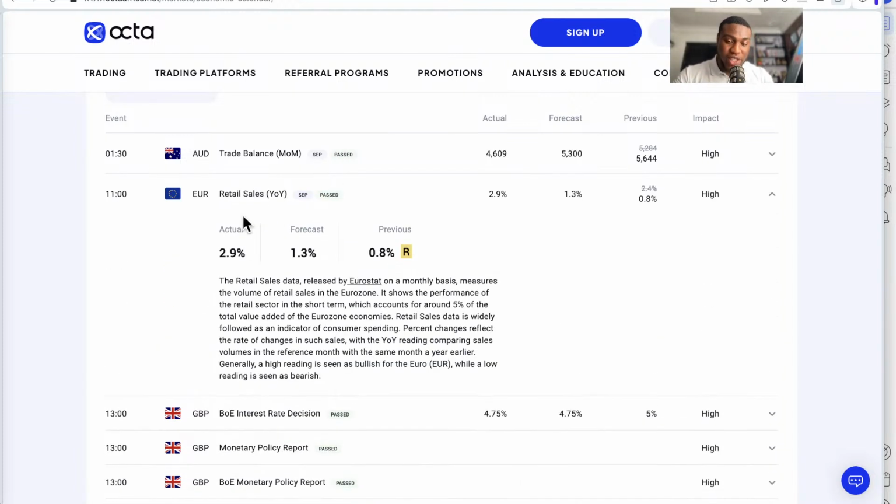Okay, we have retail sales. I believe you guys know what retail sales is. Now, before I even talk about retail sales, let me know in the chat if you understand trade balance, how it works, and how it impacts the Australian dollar. Let me know in the chat also if you understand retail sales.